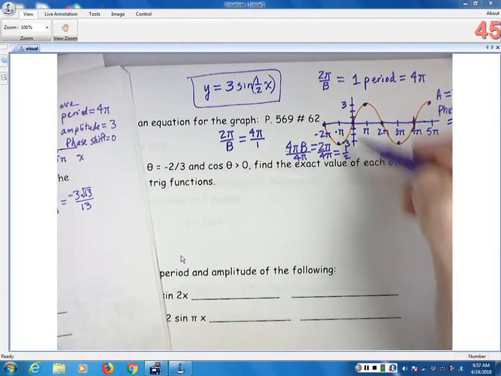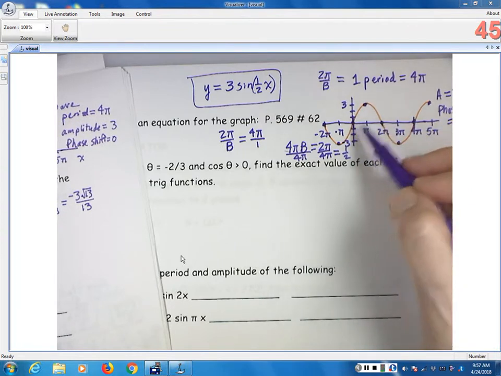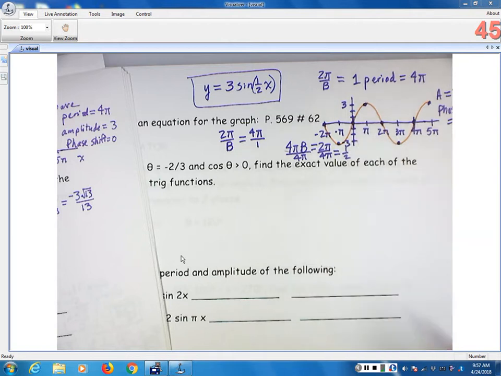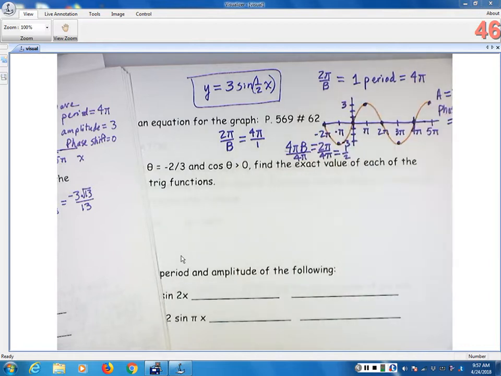It wasn't flipped. So we want to start here. We see a regular sine wave starts here. So we can use the sine. There's no phase shift. The amplitude's 3. It's not inverted. It's not flipped. So we don't have a negative 3 for A.